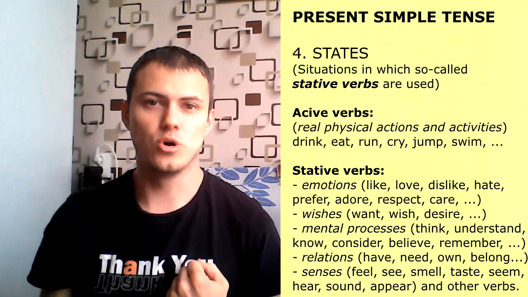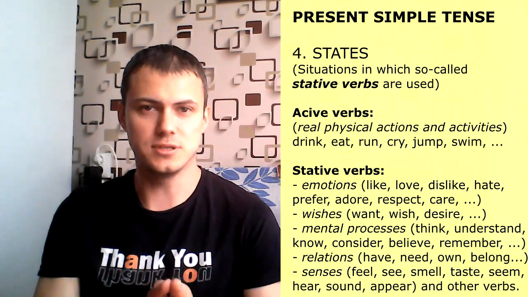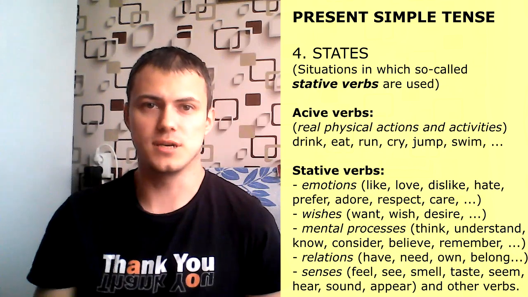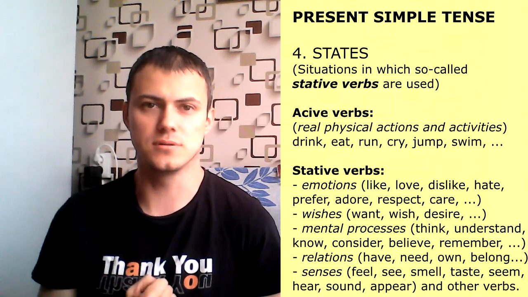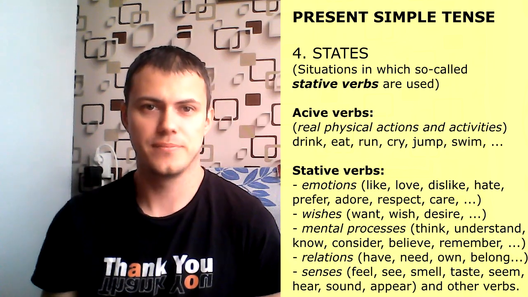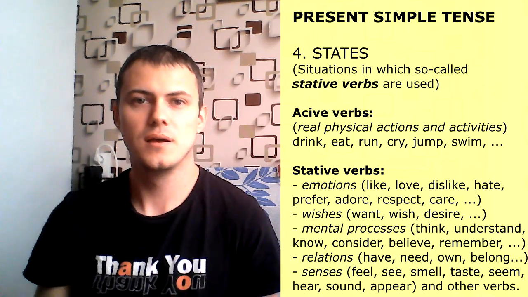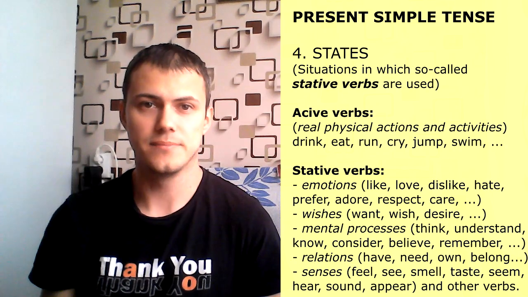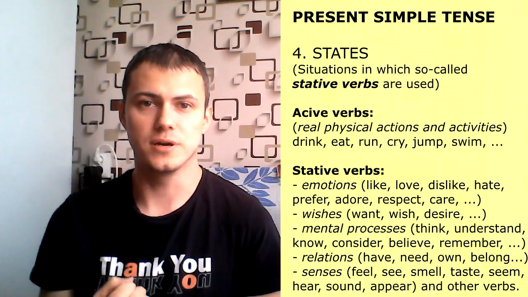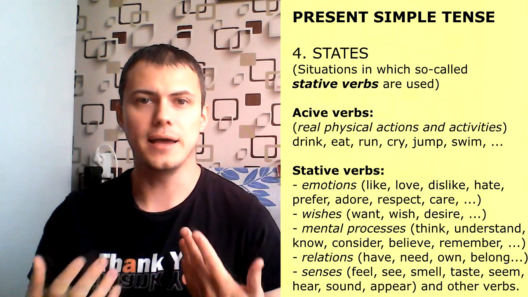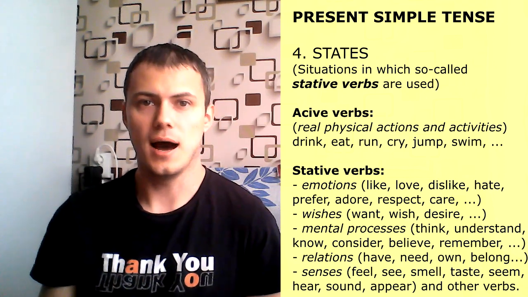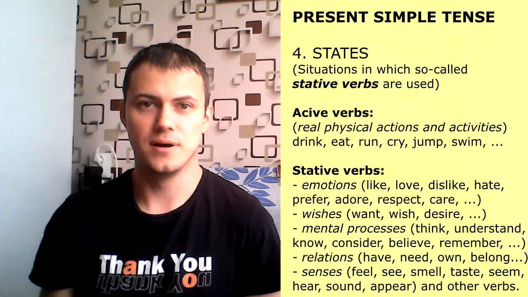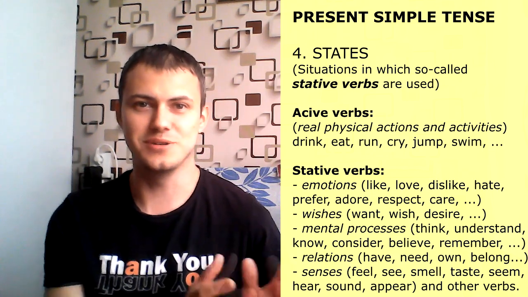So we don't normally say I'm wanting something. For example, I'm wanting ice cream or I'm wanting some coffee. That's not correct. Even if, let's say, I want coffee right now, I use the present simple tense. I want coffee. I want ice cream. I want both ice cream and coffee.